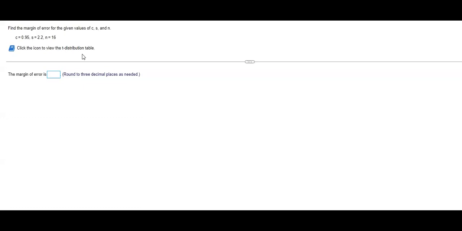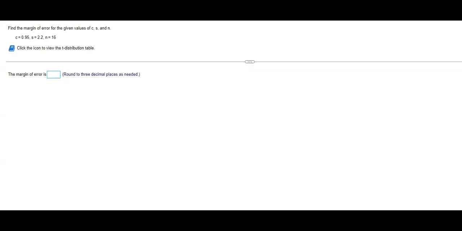We are going to find the margin of error for the given values of C, S, and N. C is 0.95. S is 2.2 and N equals 16. And we're looking for the margin of error.